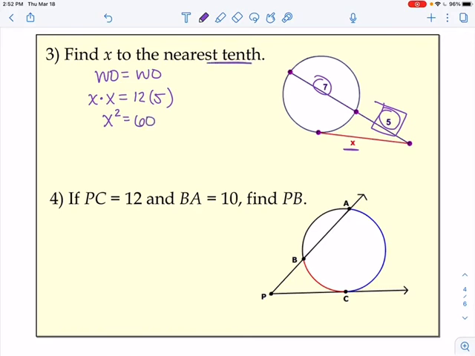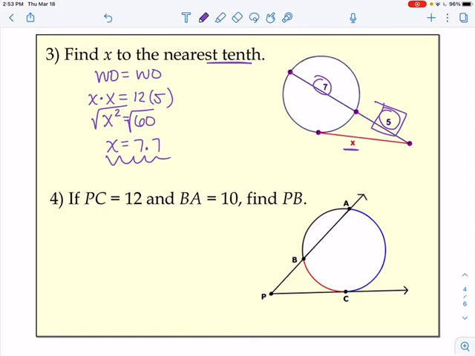Okay, this says to the nearest 10th. Opposite of squaring something is taking the square root. So we're chucking the square root of 60 into the calculator. And again, one spot after the decimal. So the length of x is going to be 7.7 to the nearest 10th.